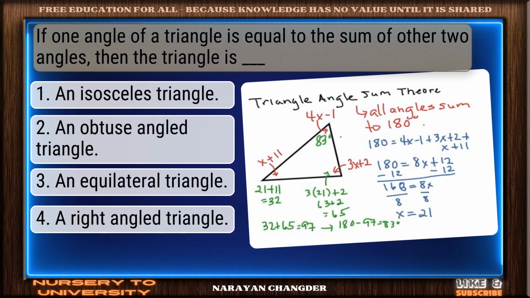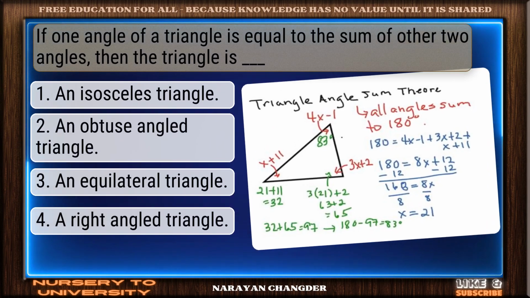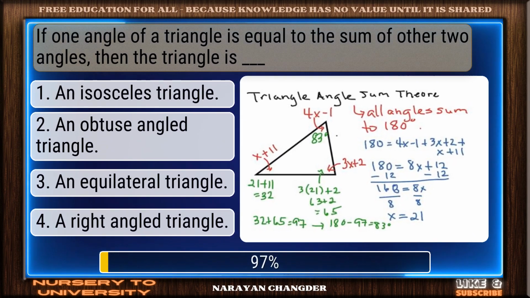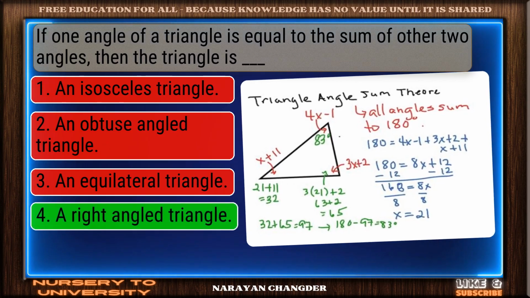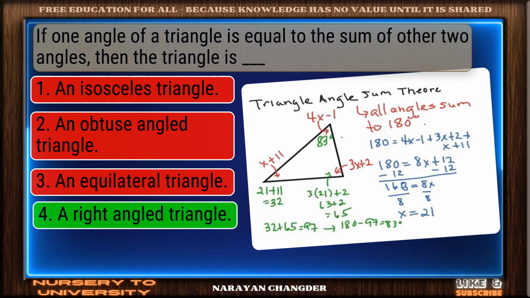Question number 38. If one angle of a triangle is equal to the sum of the other two angles, then the triangle is dash. Strong choice. A right-angled triangle is the right answer.